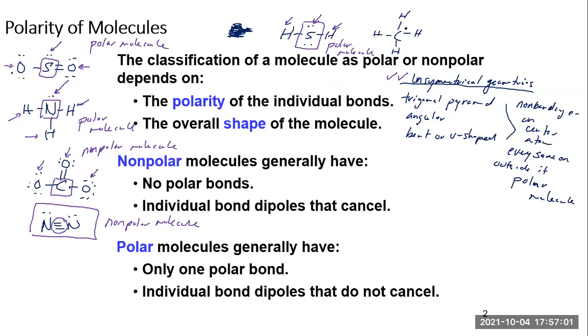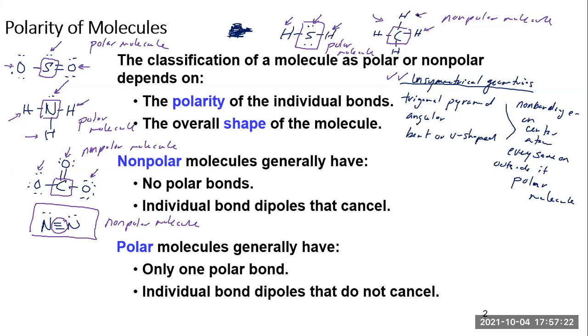And lastly here, I see no dots. Everybody on the outside is the same. That is going to be a non-polar molecule. In addition, this molecule here has no polar bonds to begin with, as the carbon-hydrogen bonds on all of those are non-polar, which means it definitely should be non-polar.